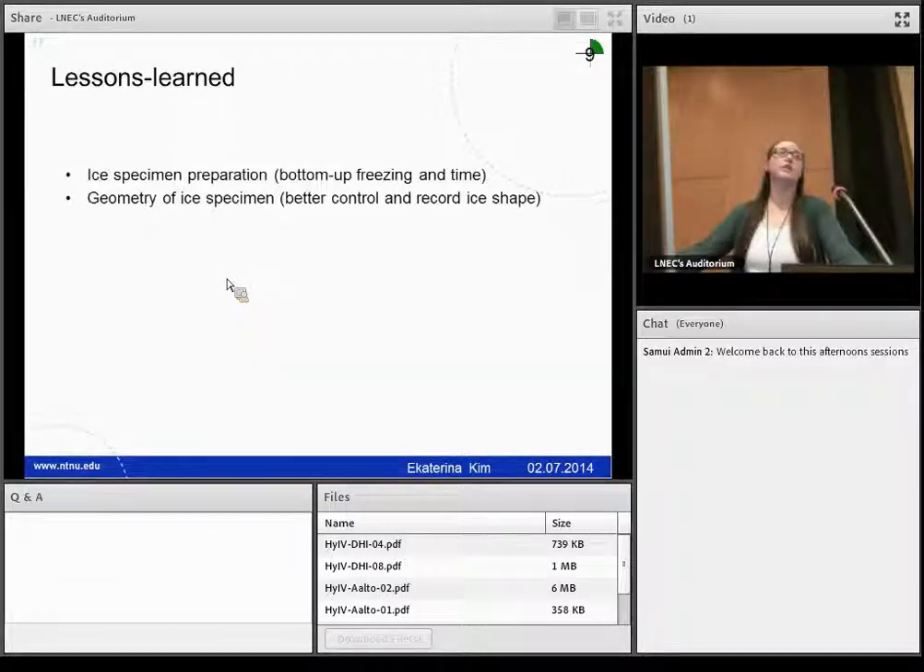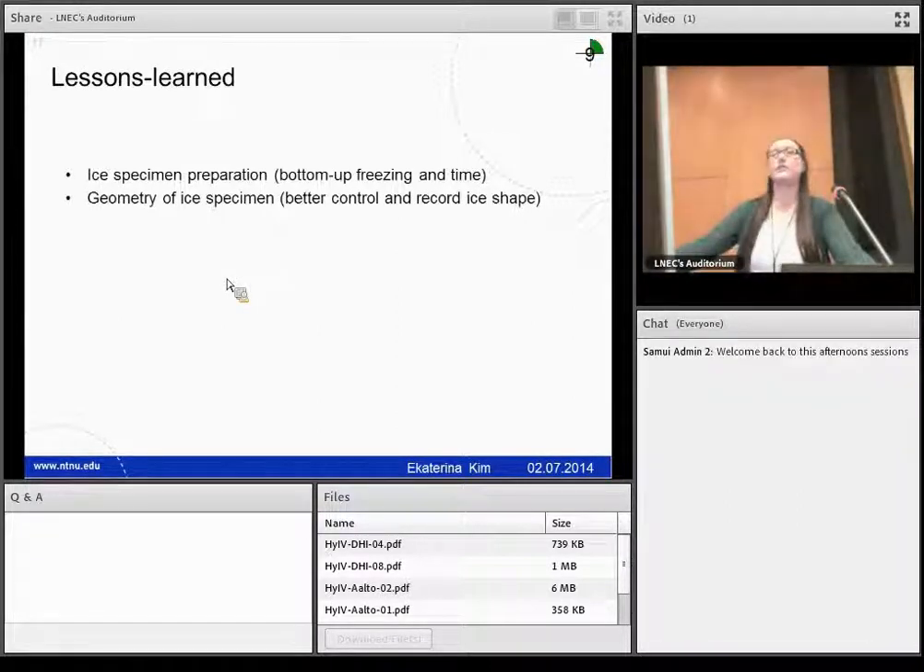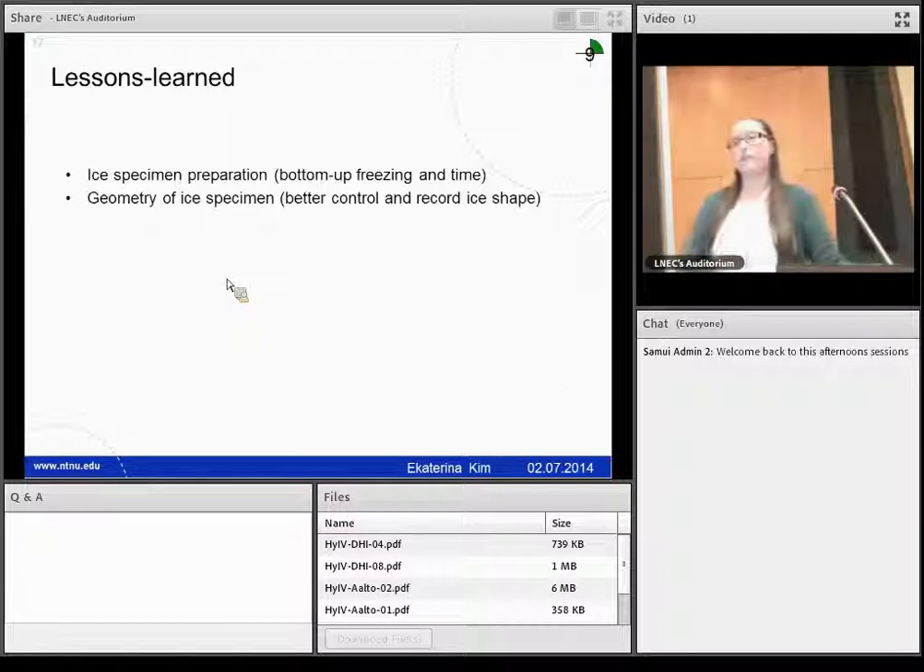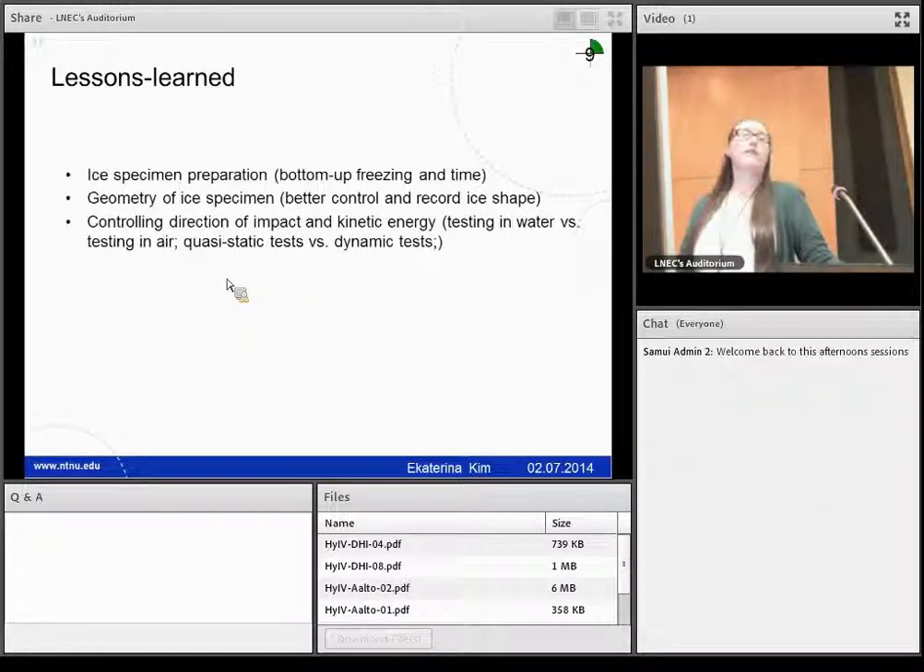In our case, we took the pictures from different angles through the plexiglass sheet with a grid on it. However, in future, a more systematic approach to record the ice shape should be addressed. And also the way to systematically shape to a preferred shape needs to be studied. In addition, we found that controlling direction of the impact was difficult in the water.